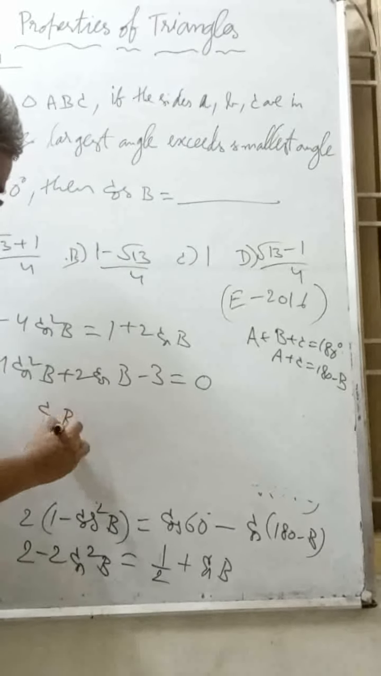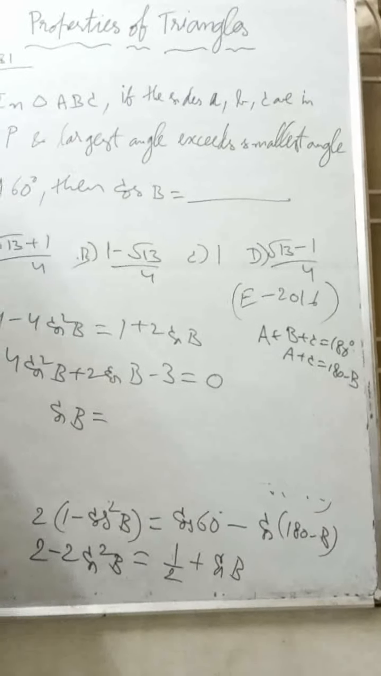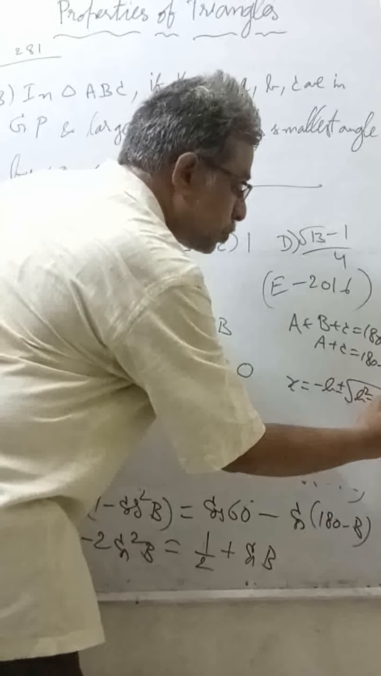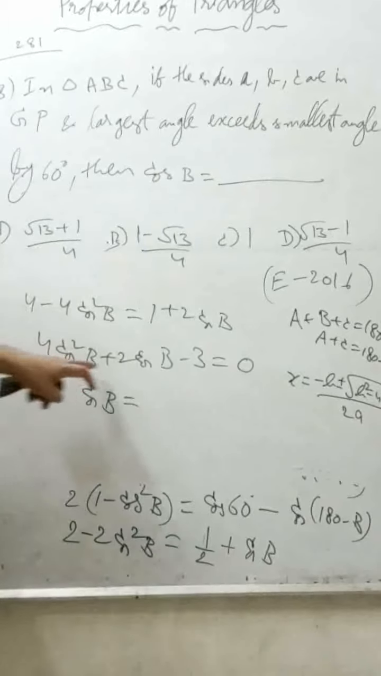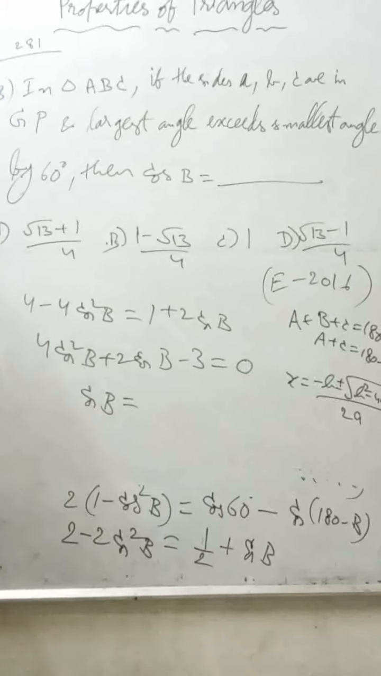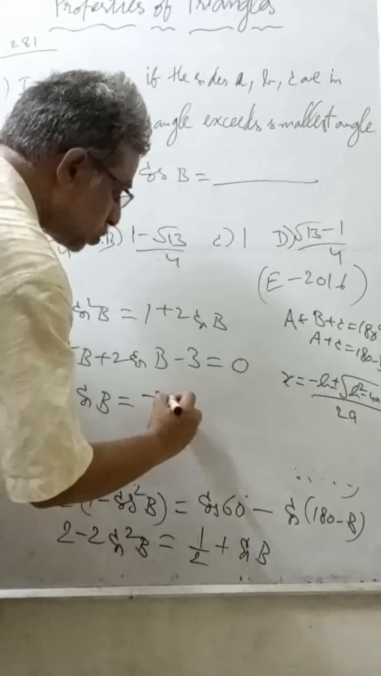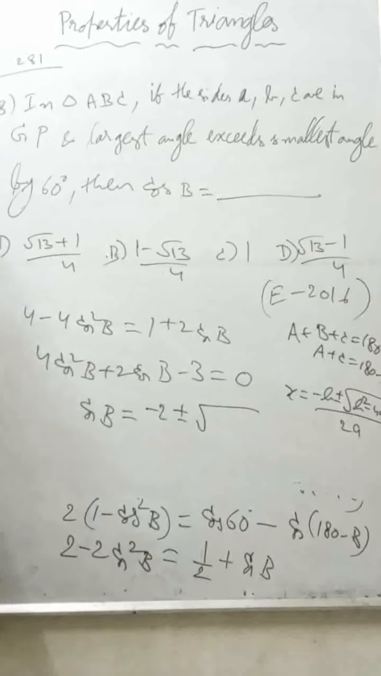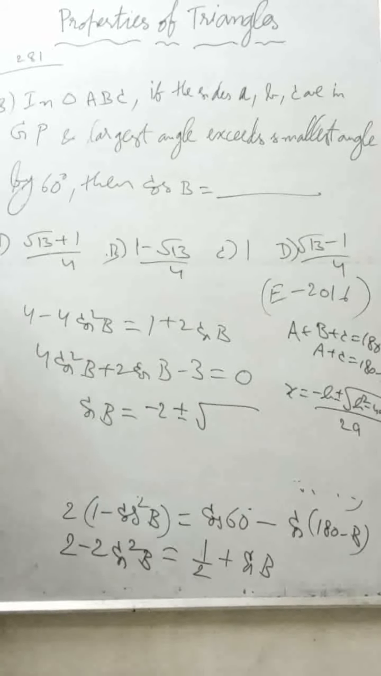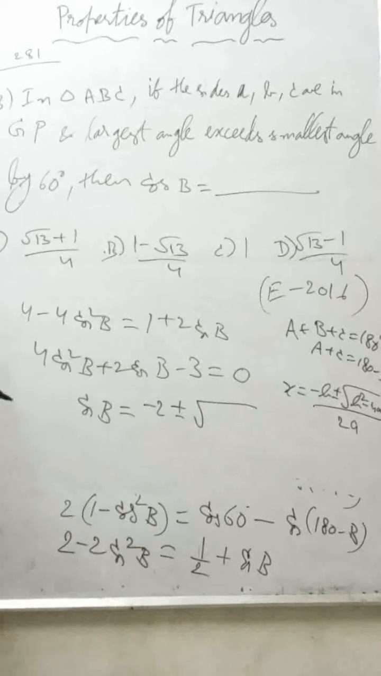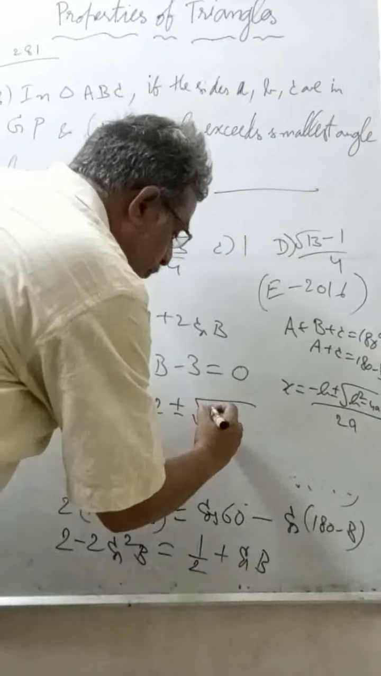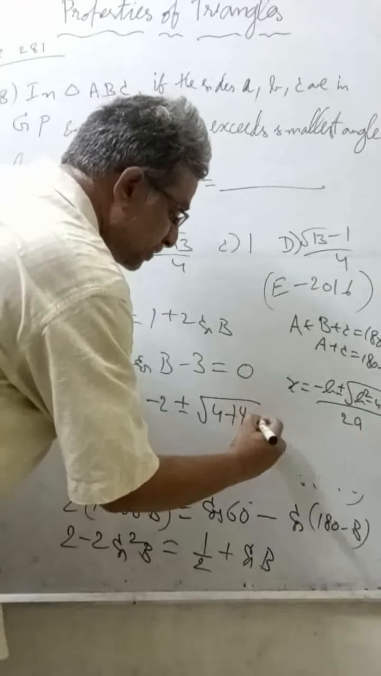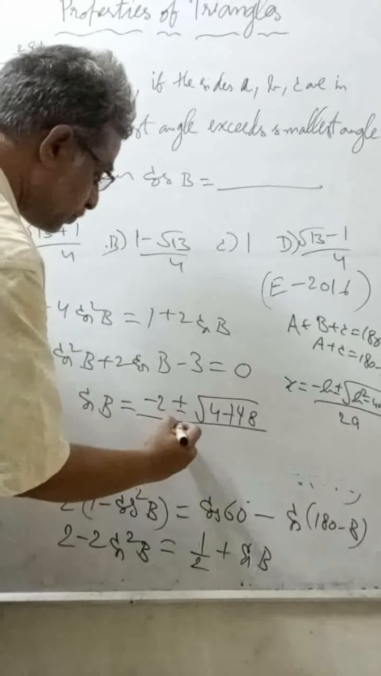Now cos B equal to, can't factorize, so I will go for the formula, x equal to minus b plus or minus root of b square minus 4ac by 2a. I will apply it because it's a quadratic in cos. So cos B equal to minus b means minus 2 plus or minus root of b square minus 4ac. What is b square? Here 2 square, 4 minus 4ac, 4 fours are 16, 3 sixteens are 48, minus into minus plus 48, by 2a, 2 fours are 8.